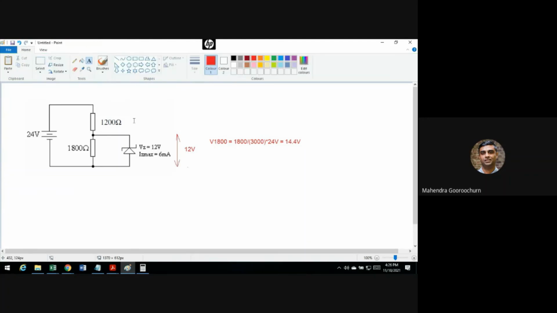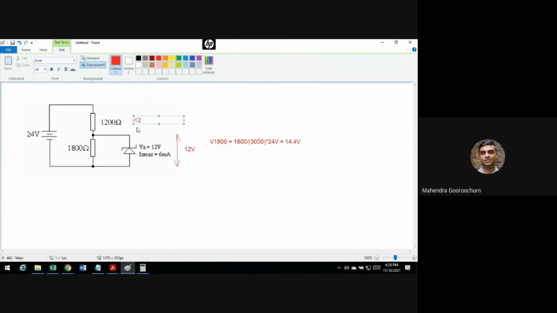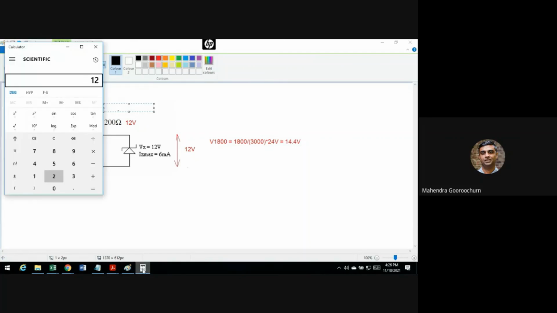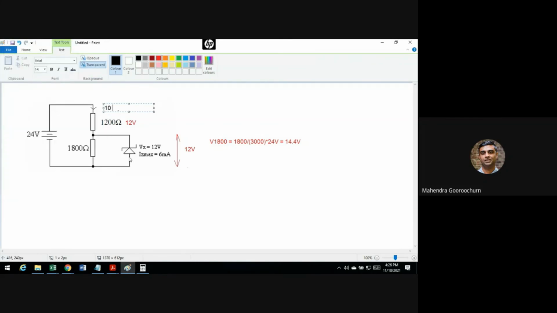So if 12 volts is here, you would need to have 12 volts across your 1200 ohm resistor, because the 24 volts have to be distributed across these two. If you have 12 volts across the parallel part, 12 volts have to be across this one too. From this one, you can work out what main current is flowing. So this is going to be 12 divided by 1200 ohms. So you get 10 milliampere. So 10 milliampere is going to be the main current.